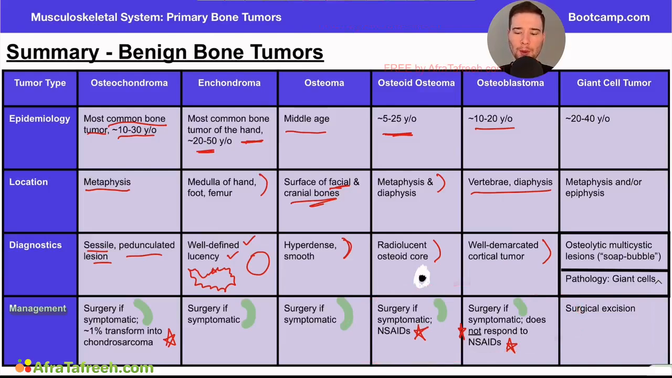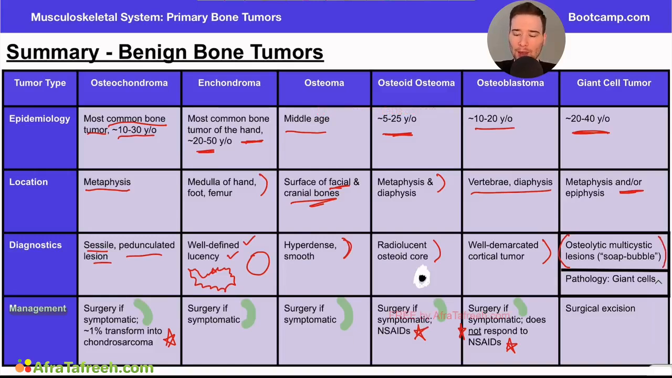And finally, to wrap up our benign bone tumors, we have the giant cell tumor, typically going to be in quite a wide age range, 20 to 40-year-olds on average. Again, a 10-year-old could have this, a 50-year-old could have this, but on average, this is the age range that we're thinking of. This is going to be in the metaphysis and or the epiphysis of the bone. And on imaging, you're going to see an osteolytic multicystic lesion, which can also be called a soap bubble appearance.